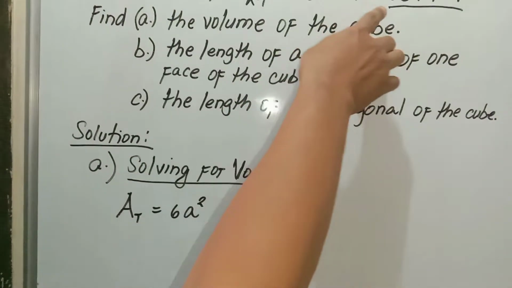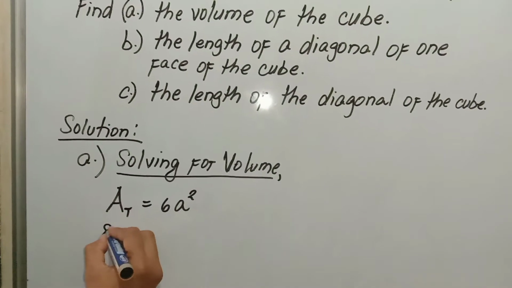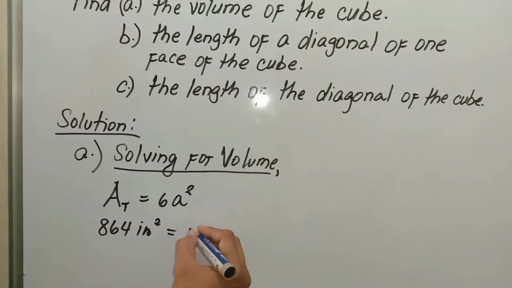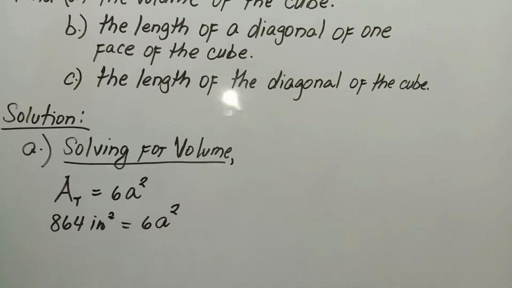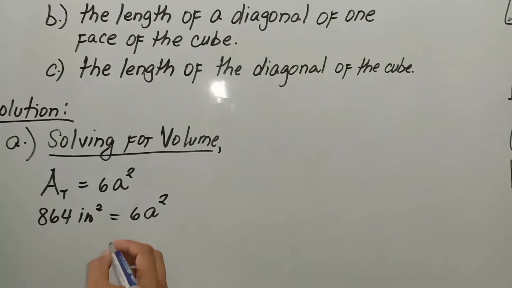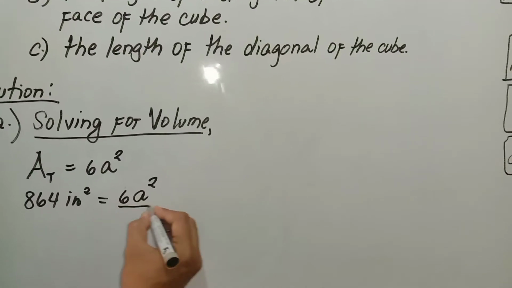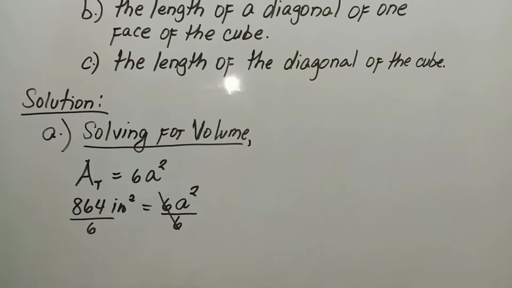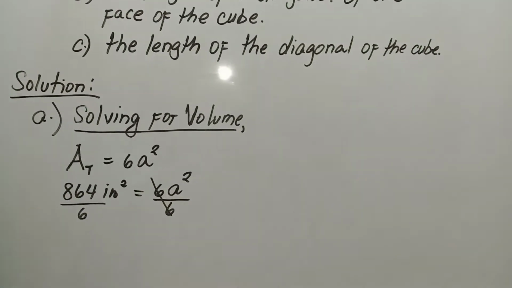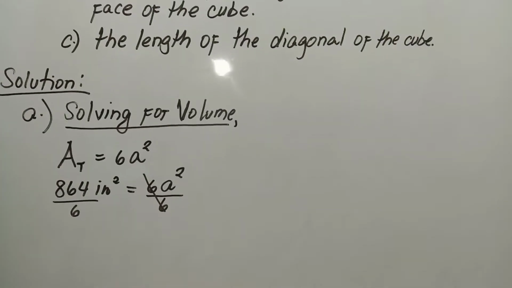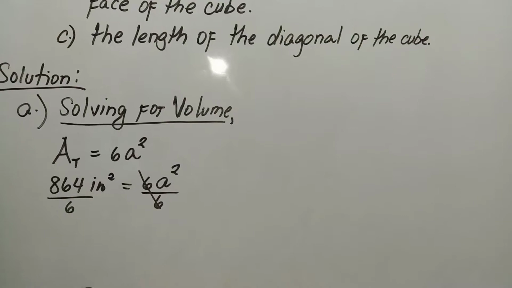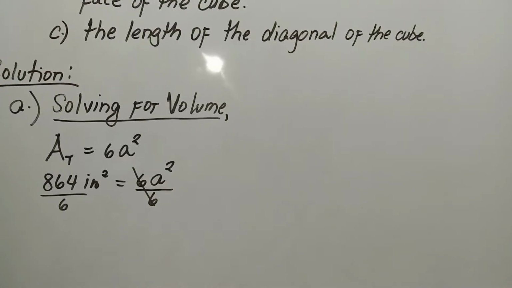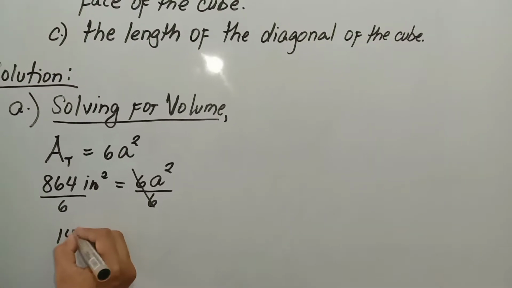How much is the total area? 864, okay, 864 square inches is equal to 6a squared. Okay, now to simplify this expression, divide by 6, okay, cancel. So how much is this one, guys? Let me calculate. 864 divided by 6. How much? 144. Okay, 144.